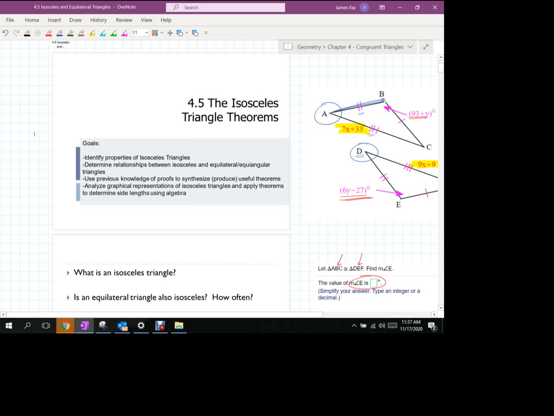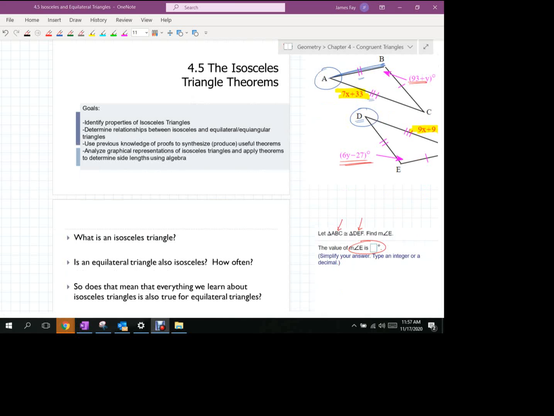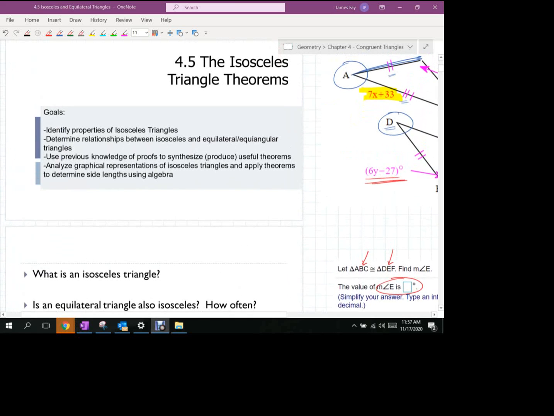But I think it's important to talk about the conclusion that gets made from knowing these triangle congruencies. Does that make sense? All right, so 4.5 is what we call the isosceles triangle theorems.